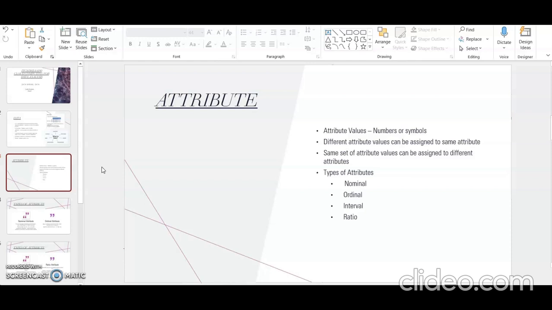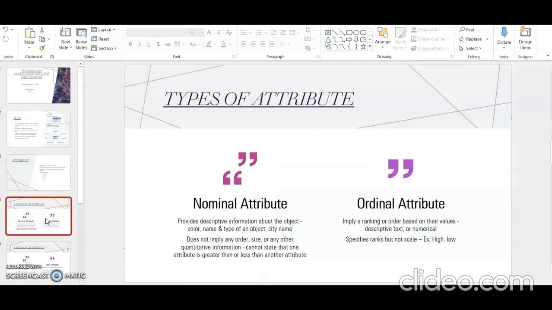There are different types of attributes like nominal, ordinal, interval, and ratio. The first type is the nominal attribute. A nominal attribute provides descriptive information about the object, such as the color of the object, the name of an object, or the type of an object. That means you cannot state that one attribute is greater than or less than another, or multiply attributes together. For instance, it does not make sense to multiply the color blue by the color red. The only comparisons you can do with nominal attributes are to check whether the attributes are equal or not equal.